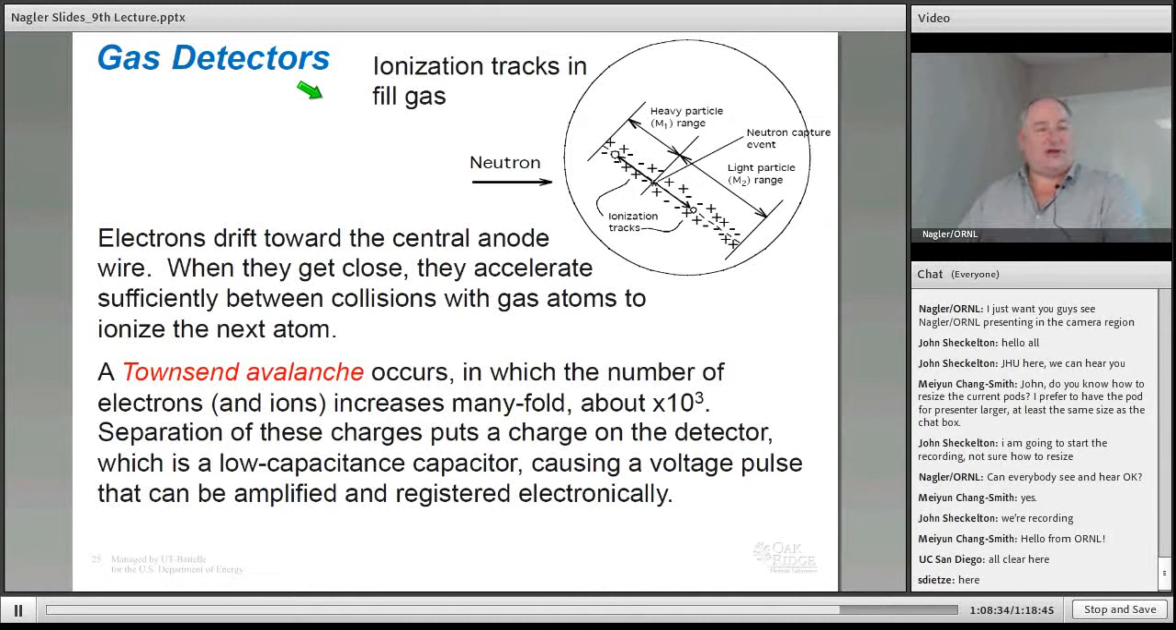Those electrons get accelerated and produce more electrons by ionizing the gas. They get accelerated towards this anode. And there's a large multiplication of these electrons. And what this does is it gives you a voltage pulse, and I can measure that voltage pulse, and I can turn it into a count.